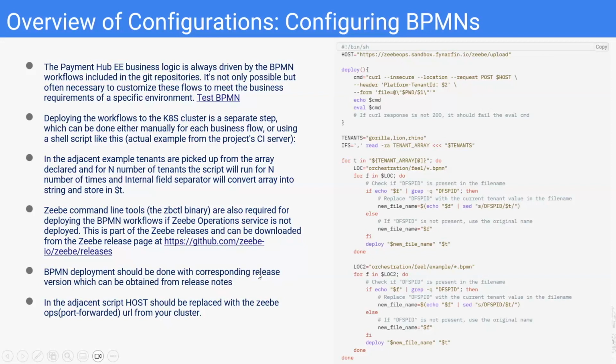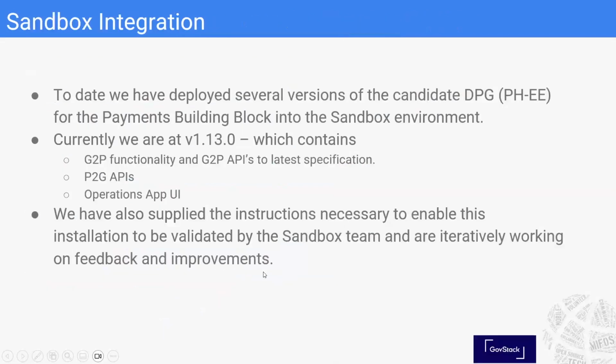So this is it. Lastly, coming to the sandbox integration, we've talked about previously also, so there are multiple versions, but right now the latest version of Payment Hub EE is the version 1.13.0, and it contains the G2P functionality as well as P2G API and the operations app, which is live now. So you could also go there and get an understanding and a feeling of how the Payment Hub is actually working before actually coming to the deployment itself, just to understand the overall environment.